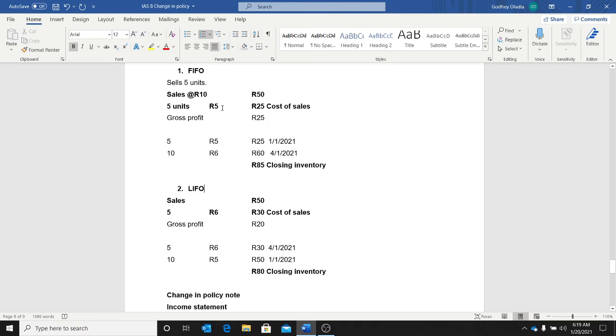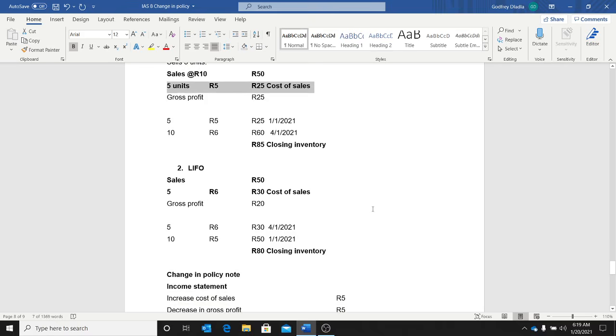Now, let's look at this one. If I'm changing from number 1 to number 2, let's start with cost of sales. Look at my cost of sales in number 1 is 25. But where do I want to go? I want to go to number 2. And number 2 tells me that I should be at 30. So 25, how do I get to 30? I must add 5. 25 plus 5 gives me 30. So I must increase my cost of sales by 5.